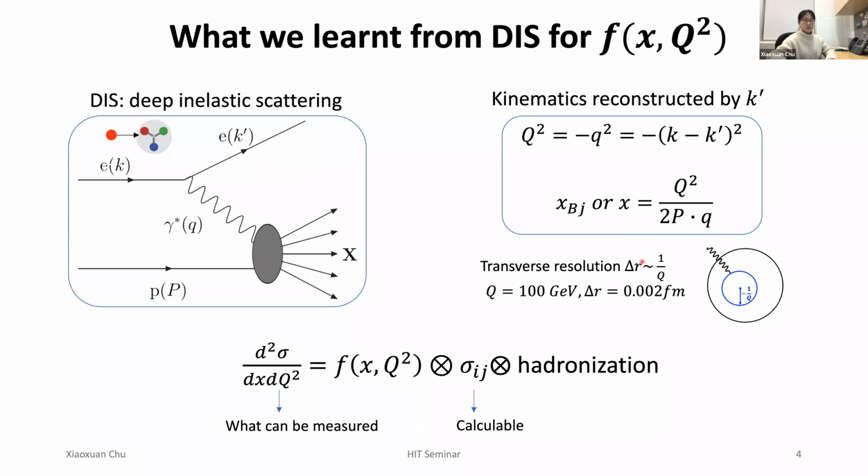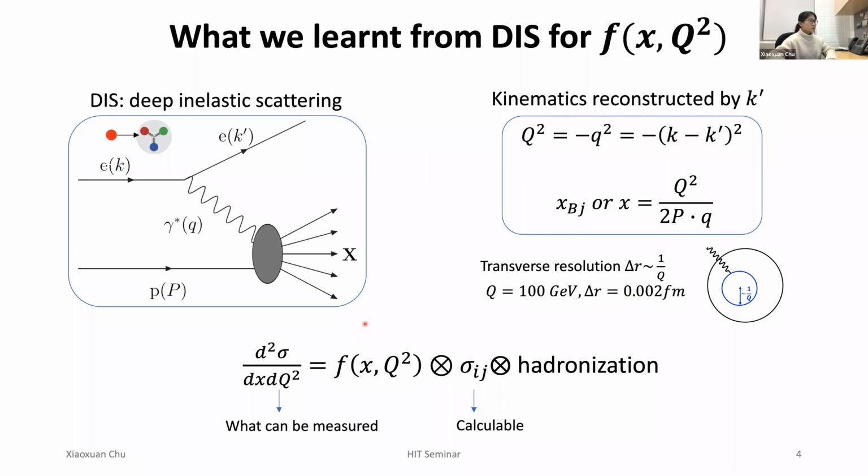So the transverse resolution is proportional to 1 over Q. With higher Q, we can have a better resolution. So for example, when Q reaches a high value like 100 GeV, the transverse resolution can be 0.002 femtometer, which is good enough for us to study the partonic structure of the target nucleon.